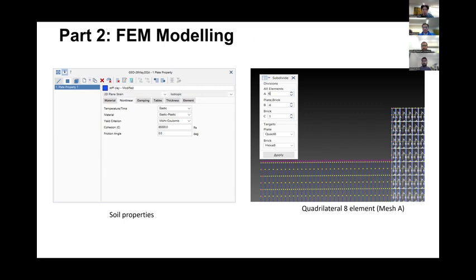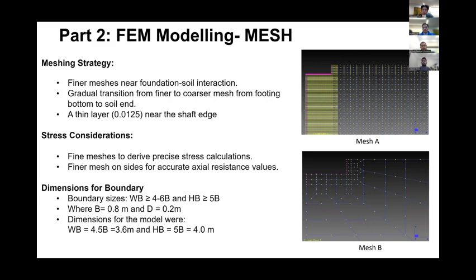Next slide, please. Coming on to the meshing, the meshing was adjusted based on stress consideration, employing finer meshes near the foundation soil interaction to derive more precise stress calculation. Additionally, a finer mesh on the side facilitates the accurate calculation of axial resistance values. The mesh gradually transitions from finer to coarser from the bottom of the footing towards the end of the soil, as you can see in the figure, mesh A and mesh B.